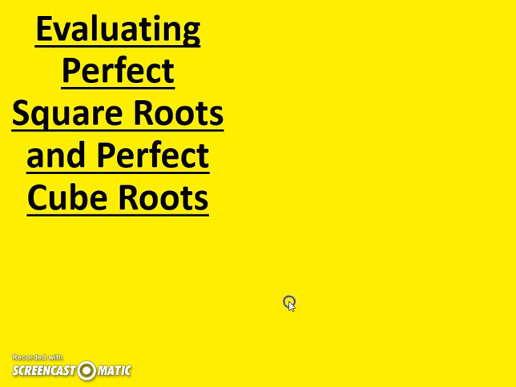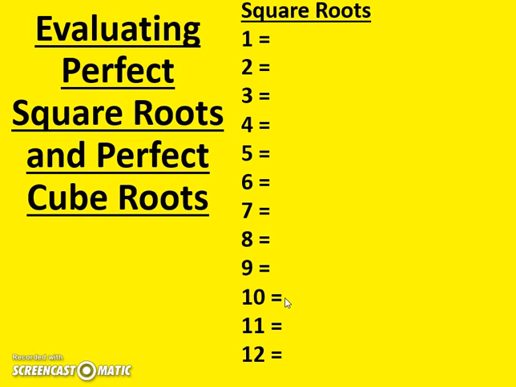So, evaluating perfect square roots and perfect cube roots. We can generate a list of the first 12 perfect square roots, and if we can generate this list, it shows us how to calculate any perfect square root. So to figure out what square root equals 1, multiply 1 times 1, which is 1. So the square root of 1 is equal to 1. To figure out which one equals 2, do 2 times 2, which is 4. So the square root of 4 equals 2.